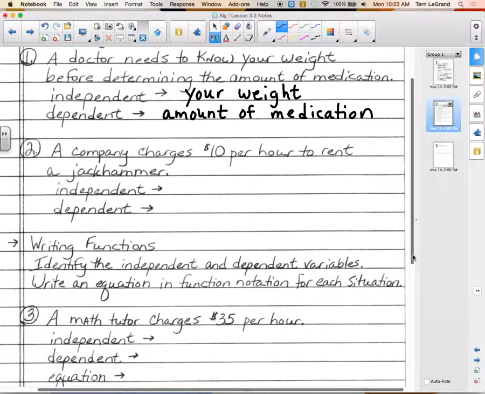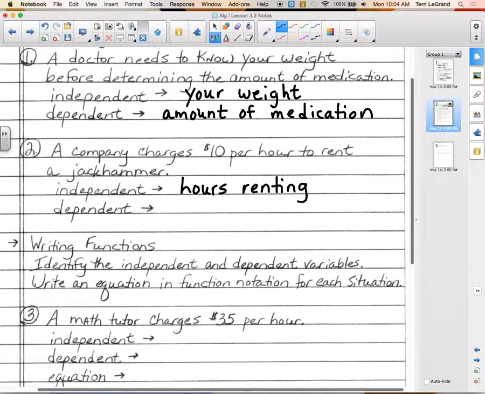Okay. Number 2. A company charges $10 per hour to rent a jackhammer. What's the independent variable in this? What's controlling? Sage? Hours. Hours, okay, so the number of hours that you actually rent, how many hours you rent it for. What's the dependent variable then? Cost. Okay, dollars what though? Price. Price what though? Cost per hour. Not cost per hour, we know how much it costs per hour, how much is it per hour? Using the jack. Okay, so it's the total cost, isn't it?